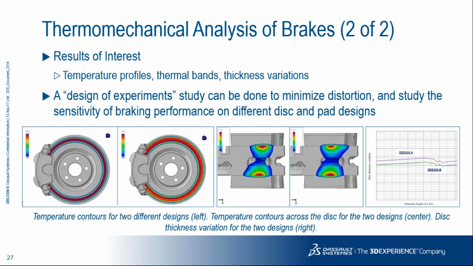And in this temperature profile, thermal bands and thickness variation results can be displayed, and you can find the contours for the two different designs. In the center, we have a temperature contour across the disk for the two designs, and also the disk thickness variation for the two designs on the right hand side.